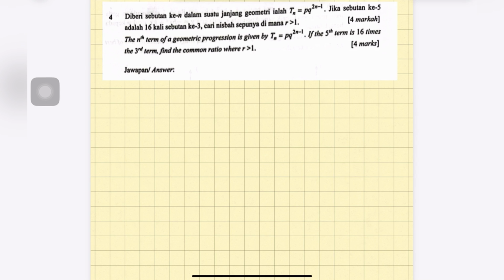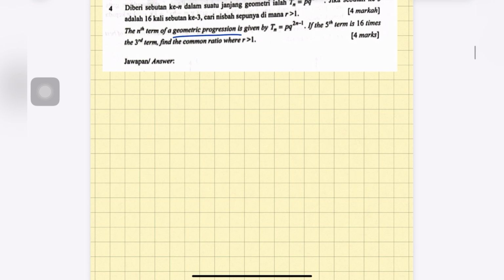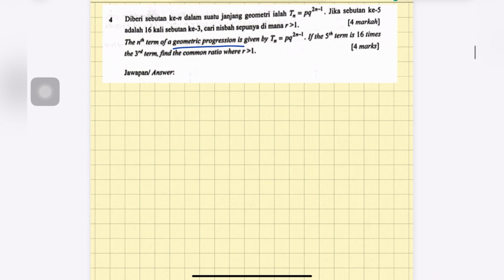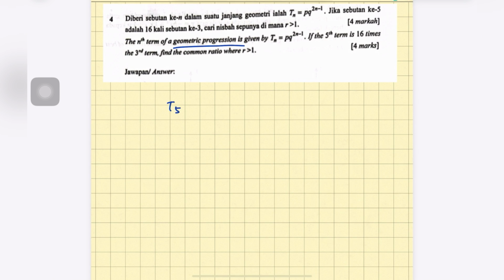Number 4, the nth term of a geometric progression is given by Tn equals pq power of 2n minus 1. If the fifth term is 16 times the third term, find the common ratio where r is more than 1. Okay, so now given a geometric progression, so this is GP. Given the fifth term, T5 equals 16 T3. For a geometric progression, Tn is ar power of n minus 1. So this one ar power of 5 minus 1, 16 times ar power of 3 minus 1. So we get ar power of 4, 16 ar power of 2.